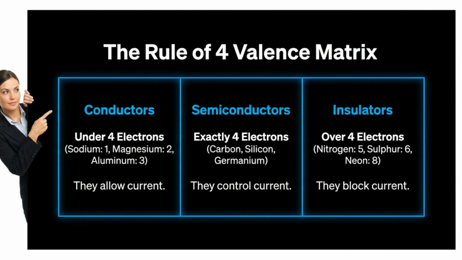Materials are classified using the rule of 4 valence matrix. Conductors have under 4 valence electrons and allow current. Semiconductors have exactly 4 and control current. Insulators have over 4 and block current.